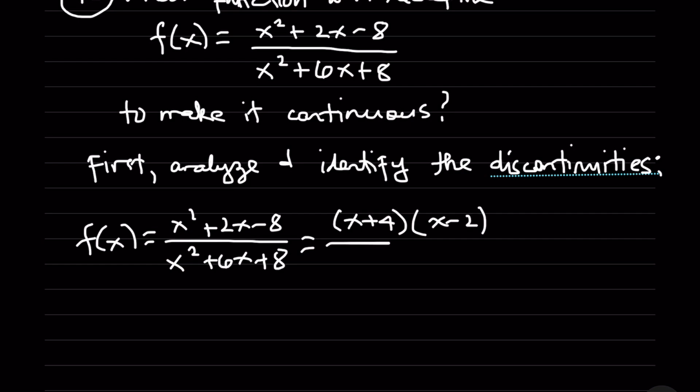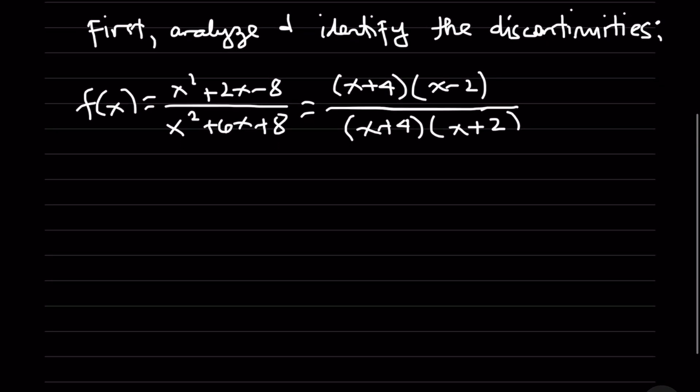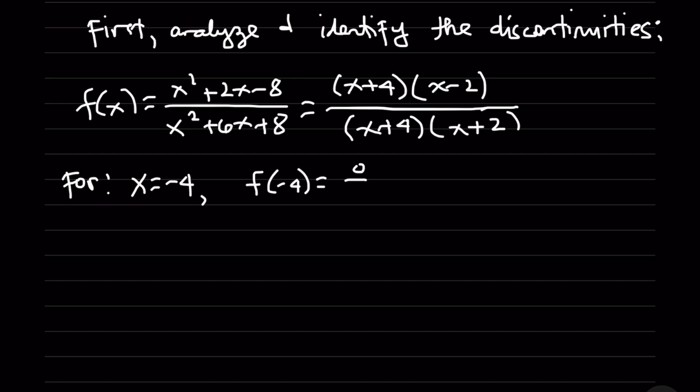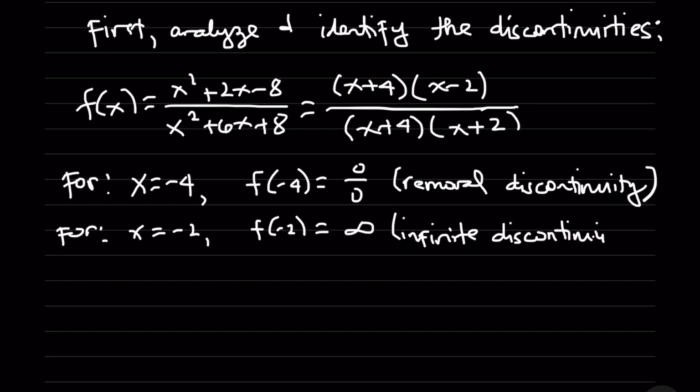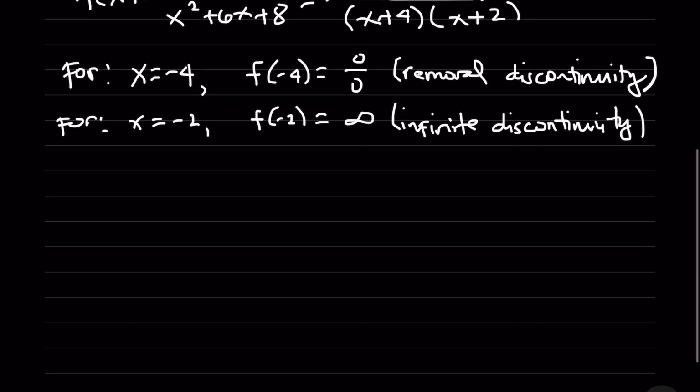So we factored the numerator and denominator. We take note that we are interested in the values of x wherein the denominator becomes 0, right? For x equal to -4, the numerator and the denominator both become 0. So it is an indeterminate value, characteristic of a removable discontinuity. For x equal to -2, the value of the function would be infinity, that is numerator divided by 0. So what you have is an infinite discontinuity.